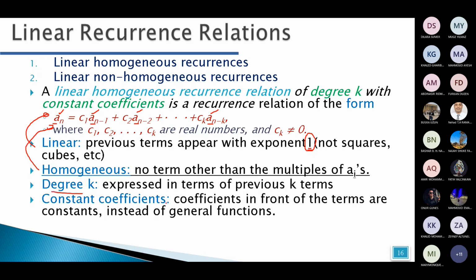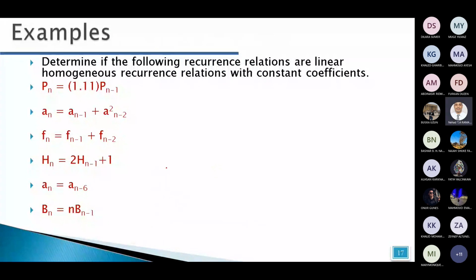Degree: it's the last term here, n minus how much? This k is the degree. Constant coefficient means the coefficient that comes with each variable is constant, not a variable. So depending on that, linear homogeneous recurrence relation with constant coefficient, we have these examples of recurrence relations.